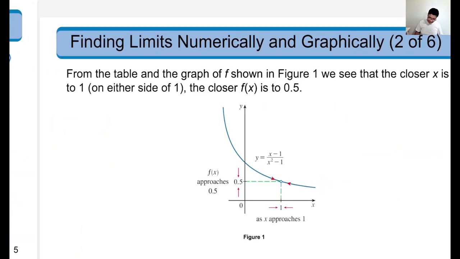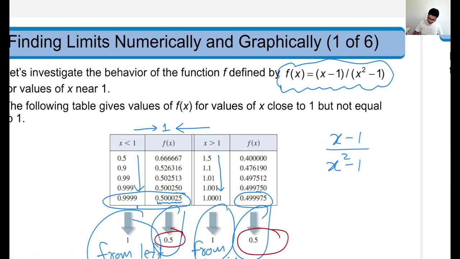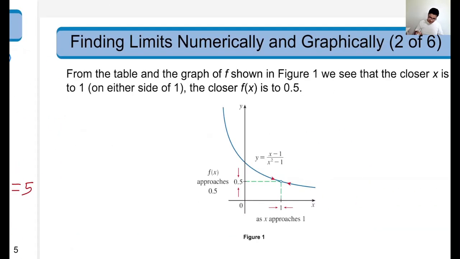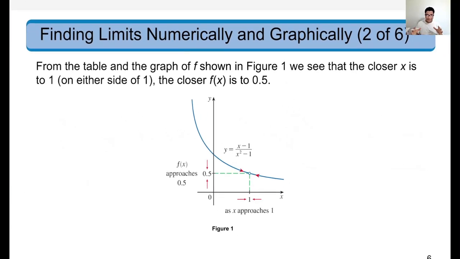How will you write that? You will write that, okay, let me write it here before going there. Limit as x approaches 1 of that function f of x, which is x minus 1 over x square minus 1, is 0.5. That is how we will express it. Okay. Let us see here now.